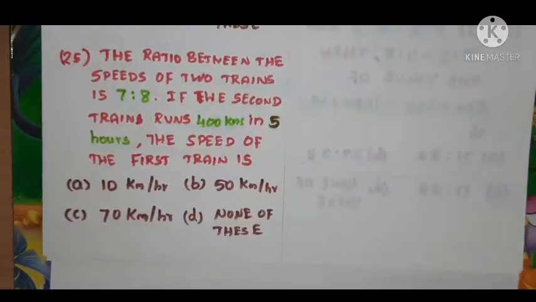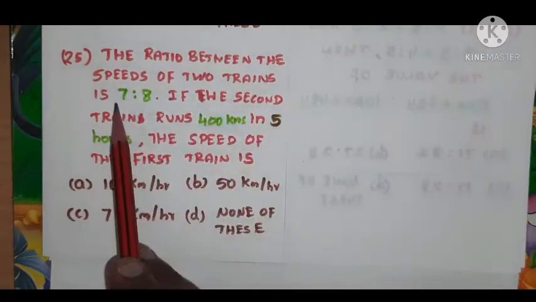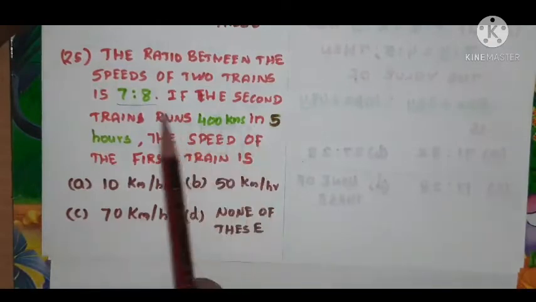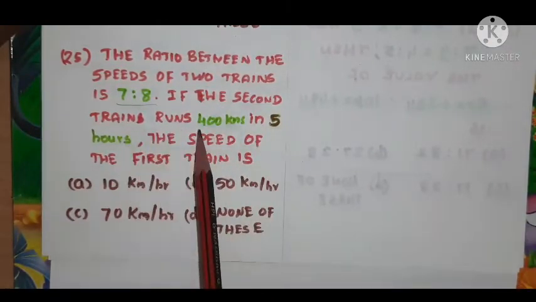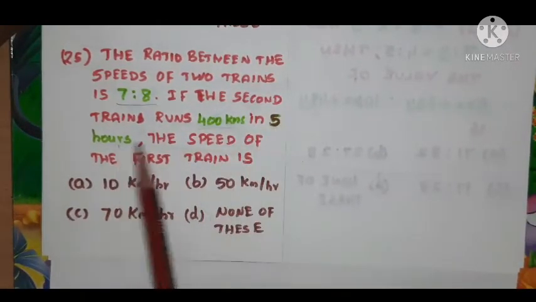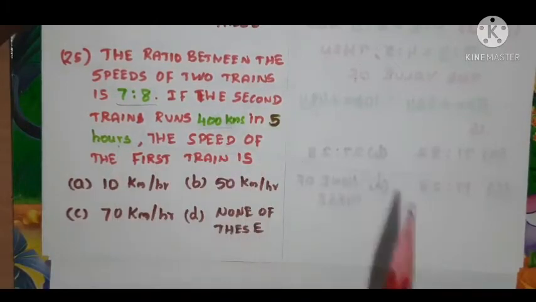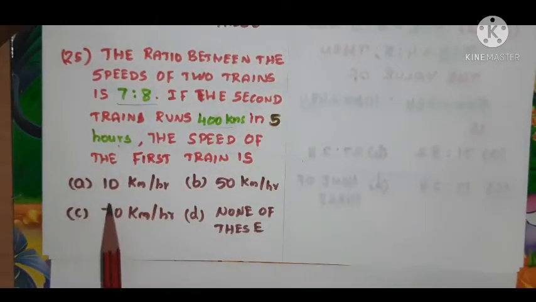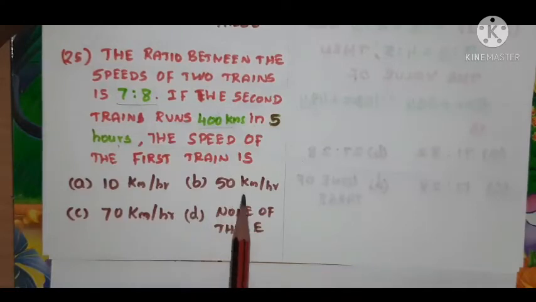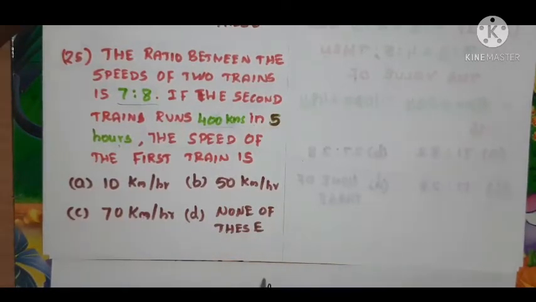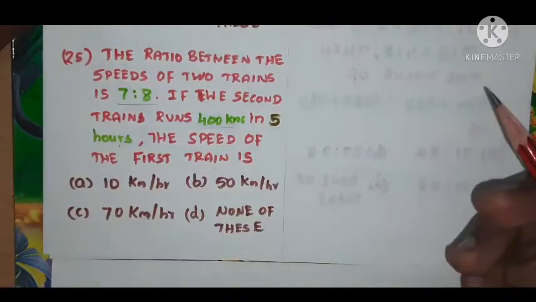Okay, the next question is: the ratio between the speeds of two trains is 7:8. If the second train runs 400 kilometers in 5 hours, the speed of the first train is. Given options are option A 10 km per hour, option B 50 km per hour, option C 70 km per hour, option D none of these. So look out, what do you mean by speed? How can we calculate the speed?